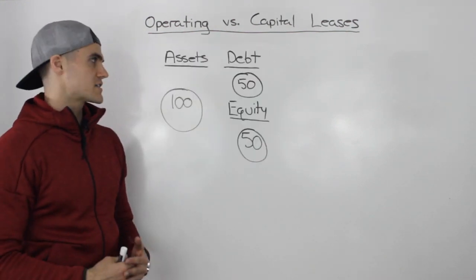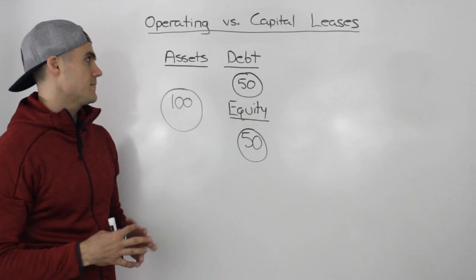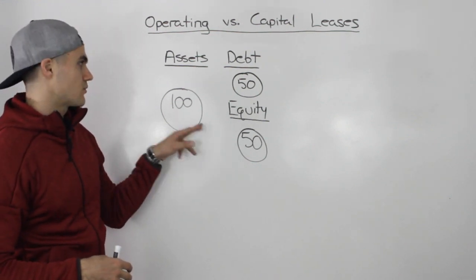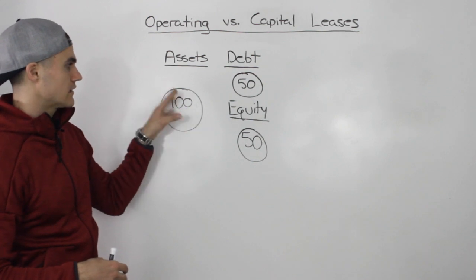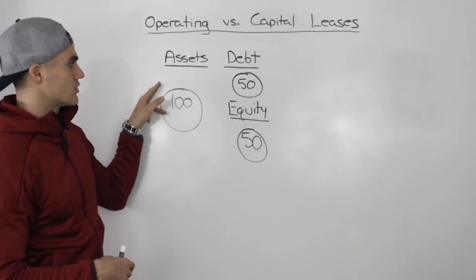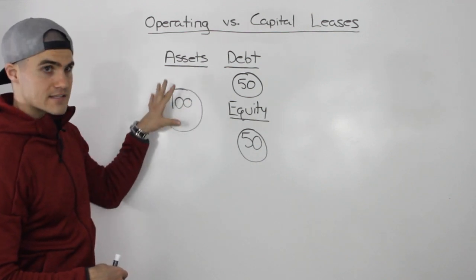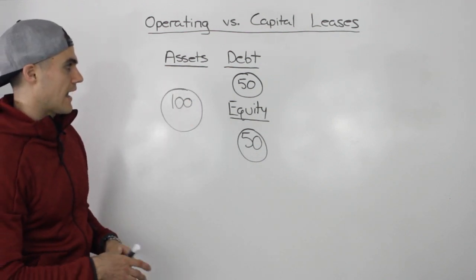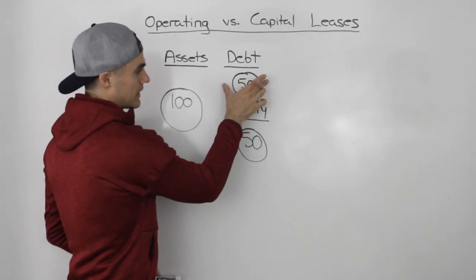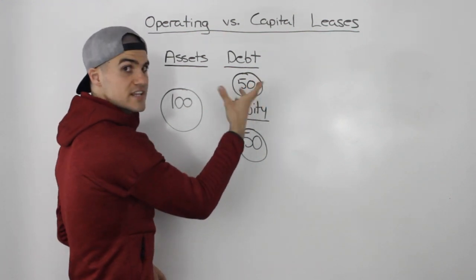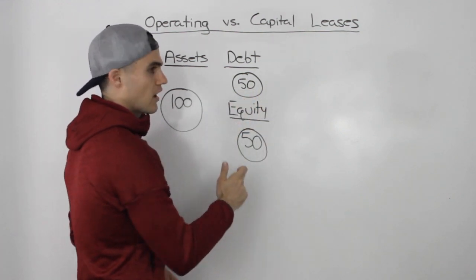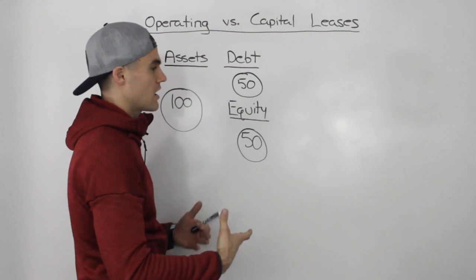So let's start off with a scenario here. Let's say there's a company and the balance sheet of the company looks like this currently. So right now they have 100, let's say these are in thousands, so they have $100,000 worth of assets, so that's the left side of the balance sheet. And then to balance out that left side, the company has $50,000 worth of debt or liabilities and $50,000 worth of equity as its sources of capital.